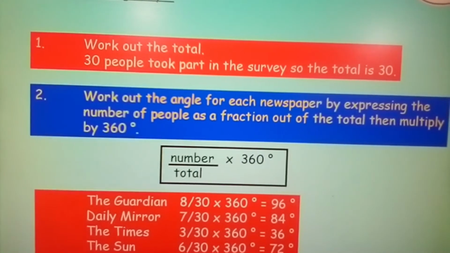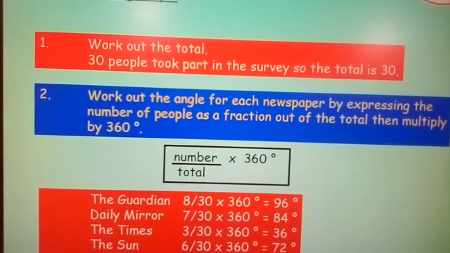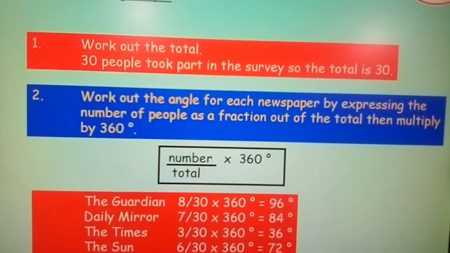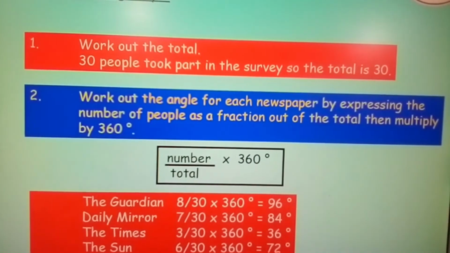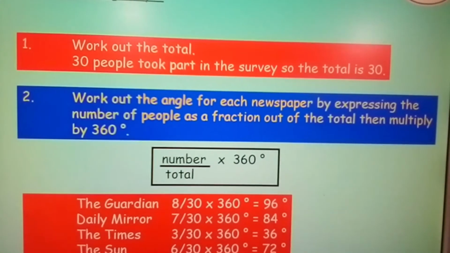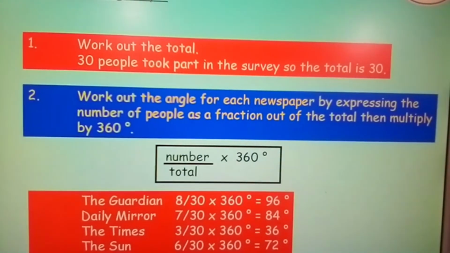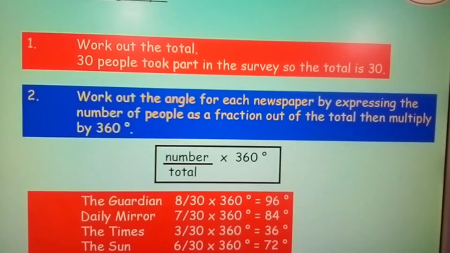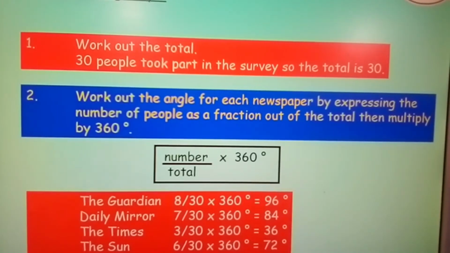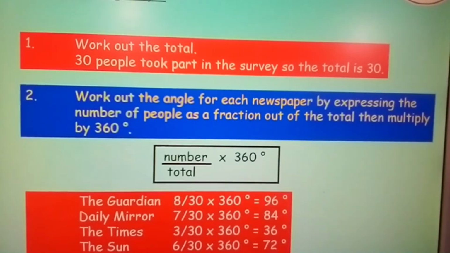Example using way 2, work out the total. 30 people took part in the survey, so the total is 30. Work out the angle for each newspaper by expressing the number of people as a fraction out of the total, then multiply by 360. So number over total times 360. So the Guardian is 8 times 360.